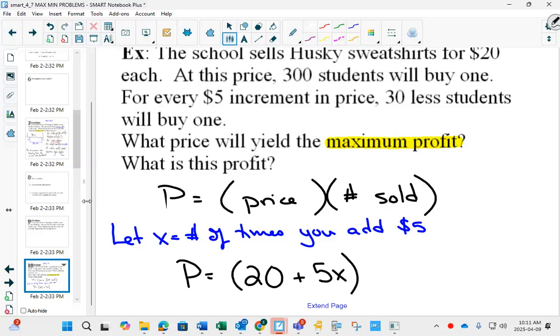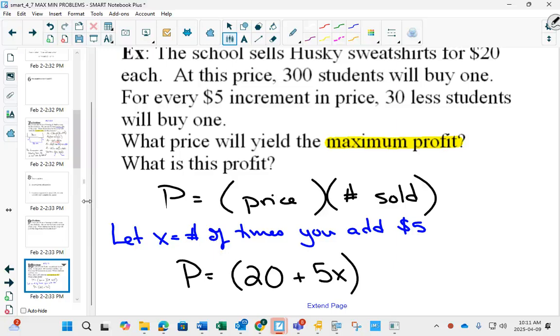Does that make sense for a price that could change? You could take $5 off. If x is -1, then you'd sell them for 15, right? You could take $5 off 4 times and sell them for $0. I'm gonna guess your profit's not gonna be a maximum. But lots of students will be like, I'll take one, right? More people would probably choose that then.